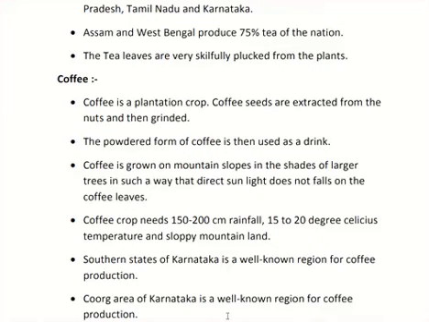Coffee is grown on mountain slopes in the shade of large trees in such a way that direct sunlight does not fall on the coffee leaves. It is grown in sloping areas, under big trees, and direct sunlight is not required. The coffee crop needs 150 to 200 centimeters of rainfall, a 15 to 20 degree Celsius temperature, and sloping mountain land to grow.